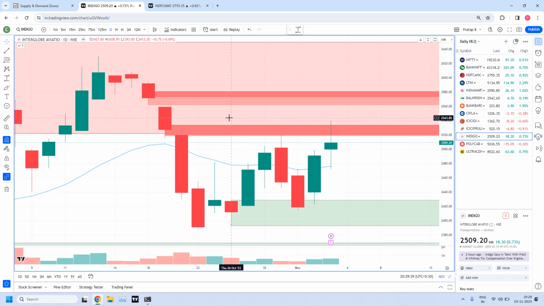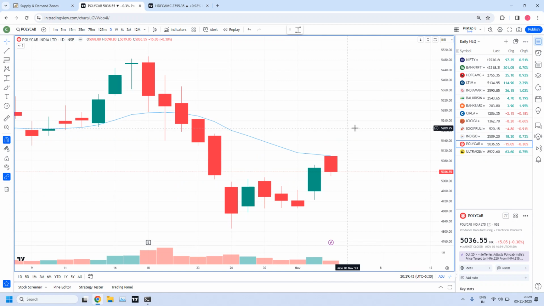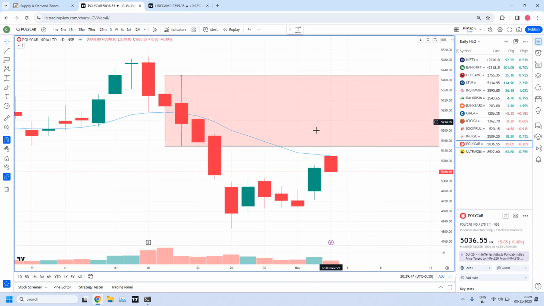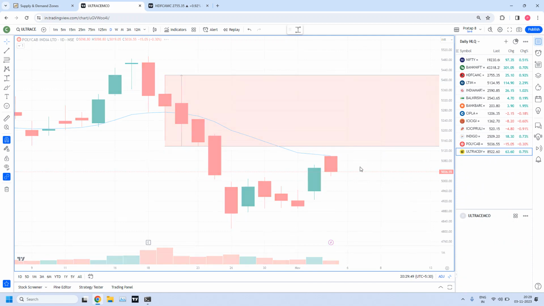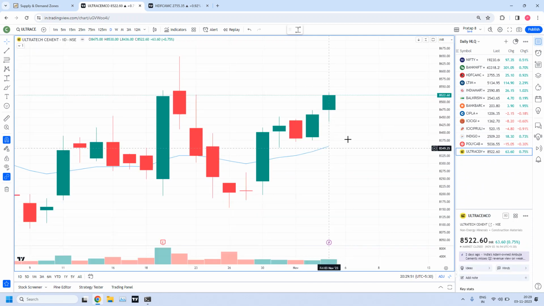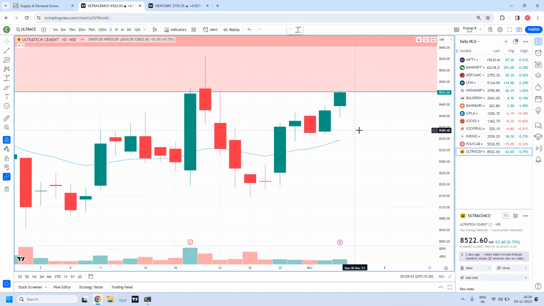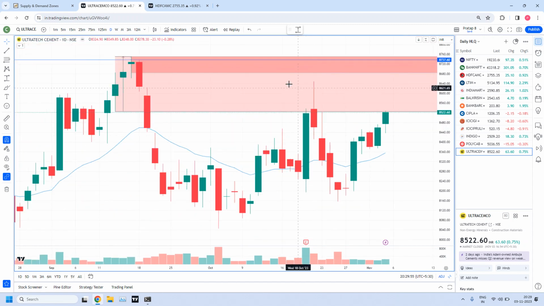Okay, this is about Indigo. Next, Polycab, and we did not get an entry today in this. And next one is Ultratech Cement. Ultratech Cement is already tested, went deep. We didn't find any fresh zones, and here also we didn't find a proper fresh zone.